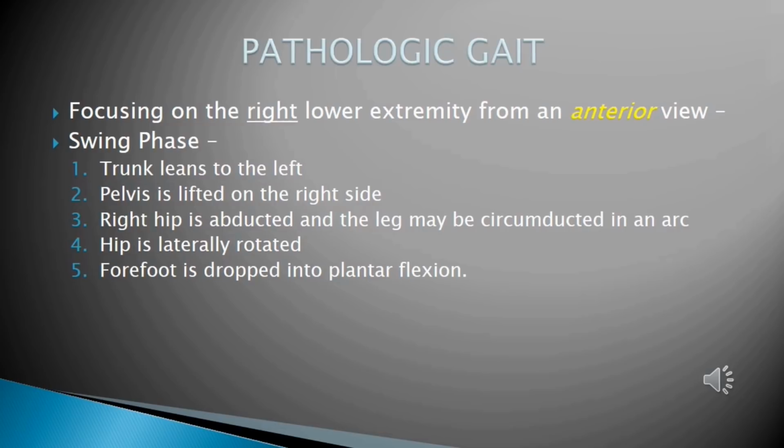In the pathologic case, we see that the head and trunk lean to the left side. The pelvis is lifted on the right side and drops on the left side. The right hip is abducted, and the leg may be circumducted in an arc. We see that the hip is laterally rotated, and the forefoot is dropped into plantar flexion.